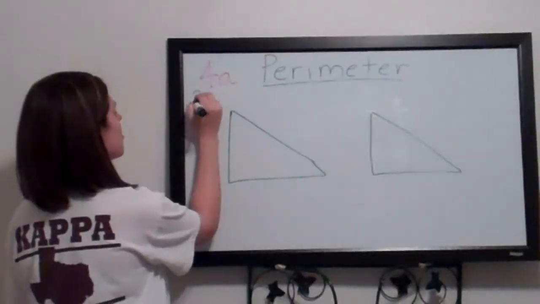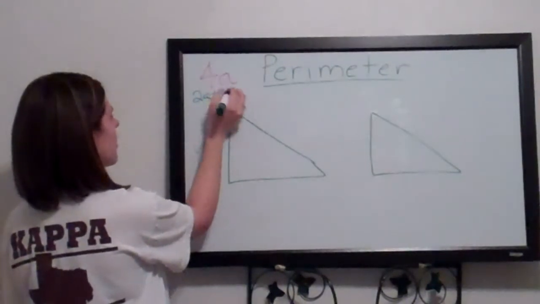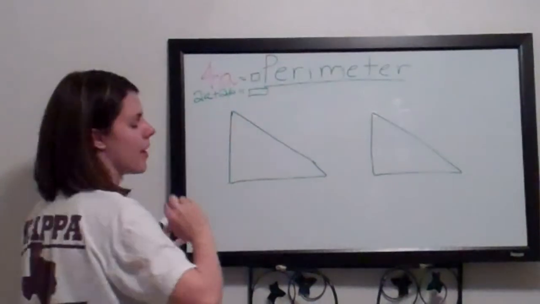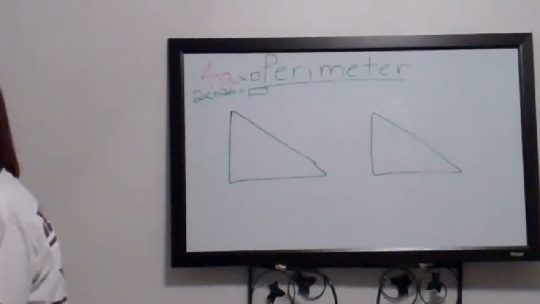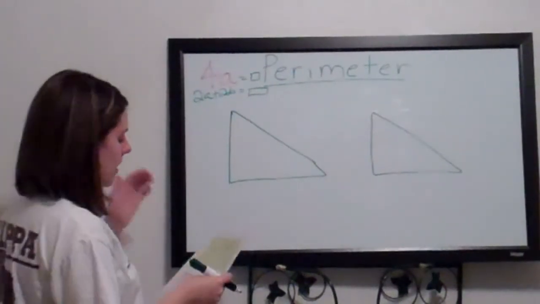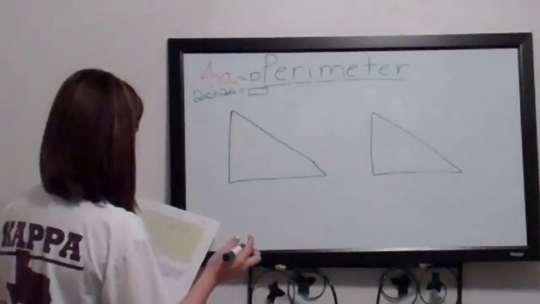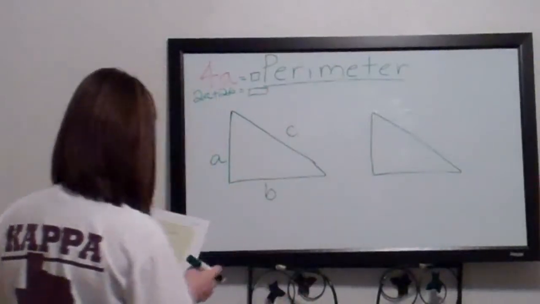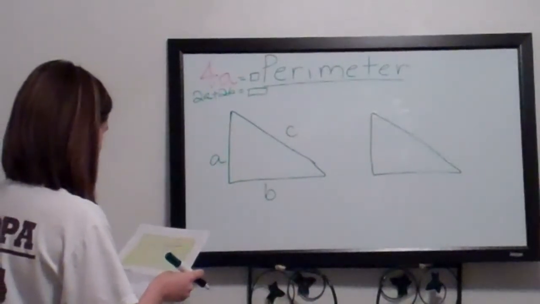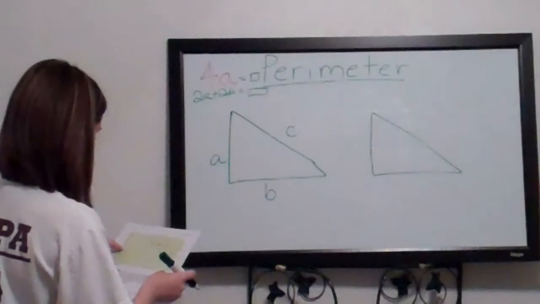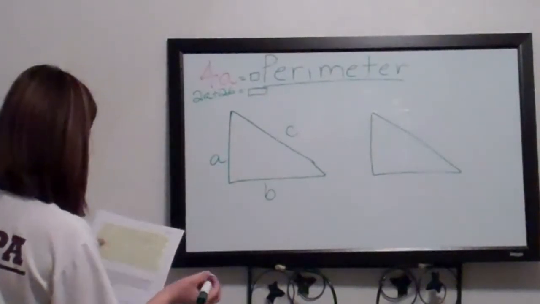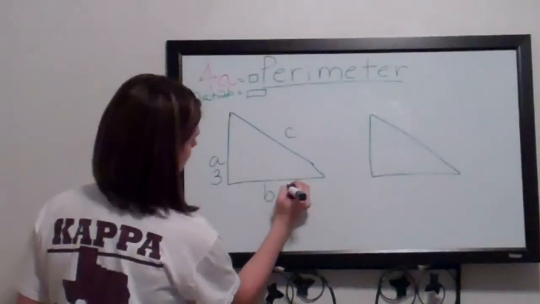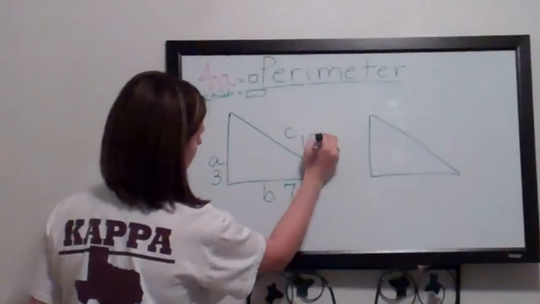And what do we write up here? 2a plus 2b. This is for a rectangle, and this is for a square. Okay, so let's look at this. We've got measurements A, B, and C. Let's say A is 3, B is 7, and C is 12.